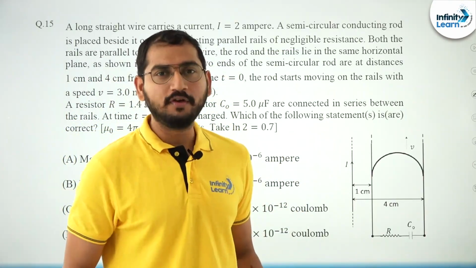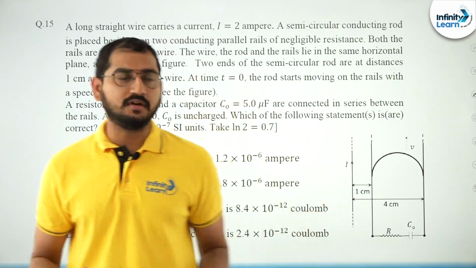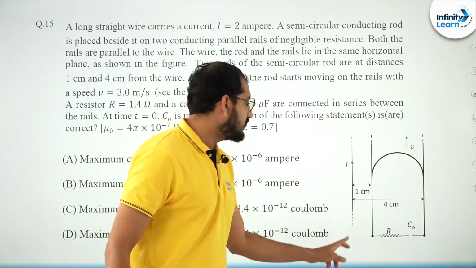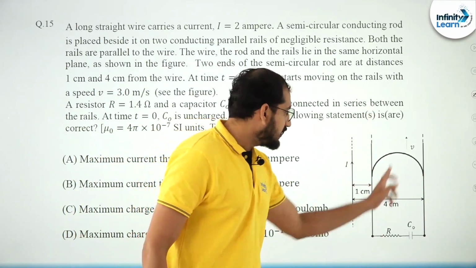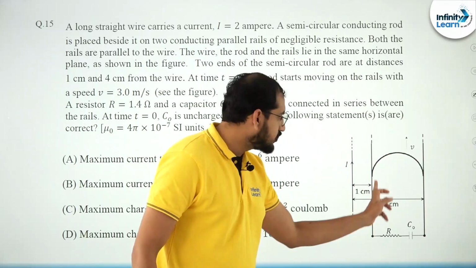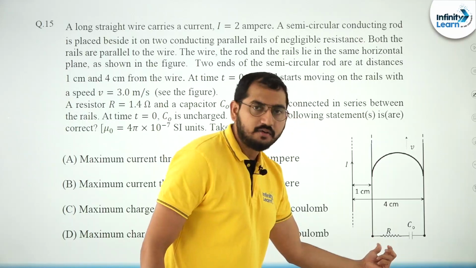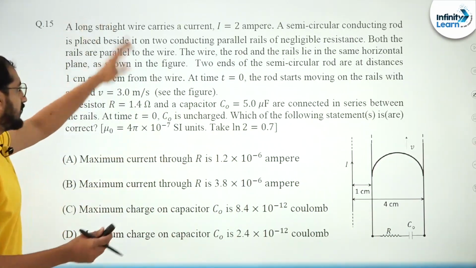So students, now moving on to our next question. This question is from the chapter EMI. What is going to happen is that a main wire is given, some current is flowing through this main wire, and using two parallel rails, a semicircular wire is given. Beneath those two rails, one resistor and one capacitor are connected. So what is the question saying? All the values are given.